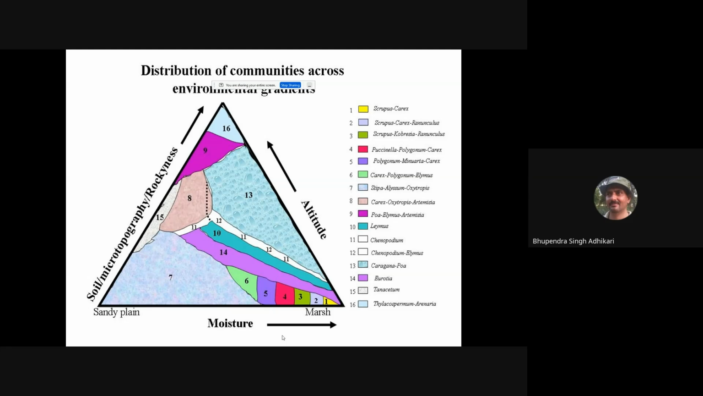Okay. So this is based on moisture content, altitude, different kinds of microtopography and soil condition. We have made this classification. We have classified the vegetation in such a way that as you move from marshy area to sandy area, what kind of communities you will have. And at the same time, if you move altitudinally from the low side to the high side, what kind of vegetation you will have. Here I have just shown this to you, but time is less, otherwise I would have shown more.